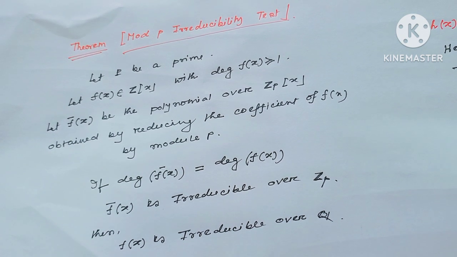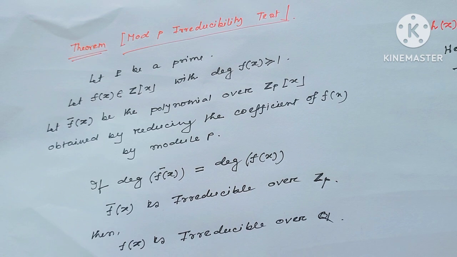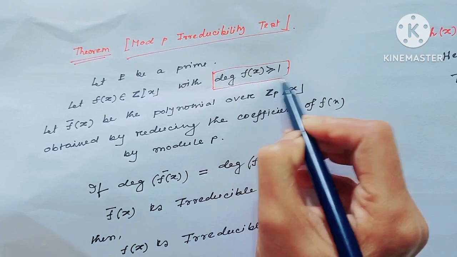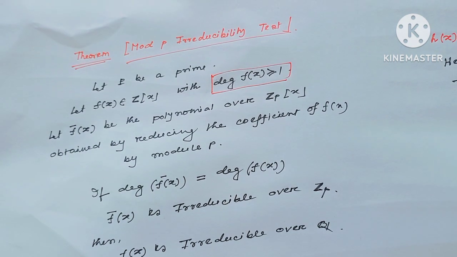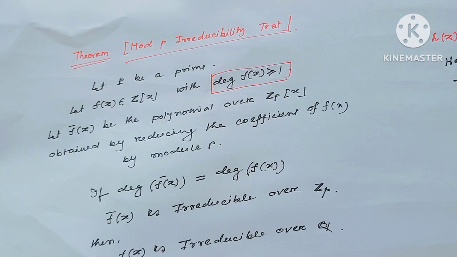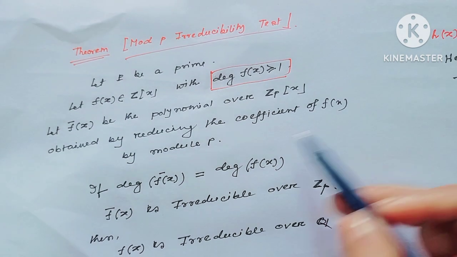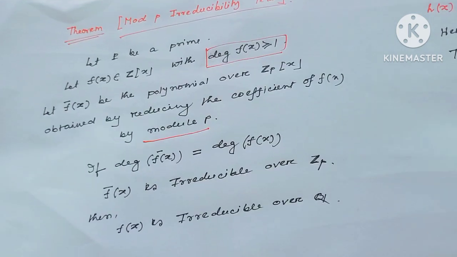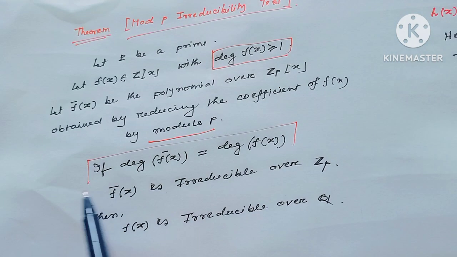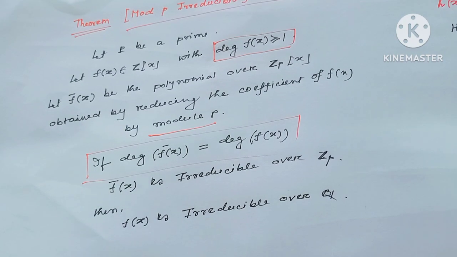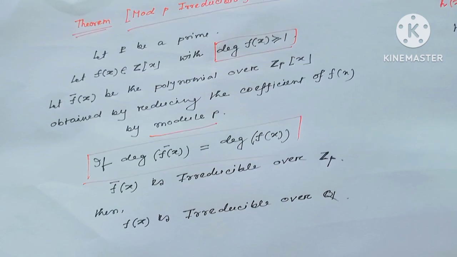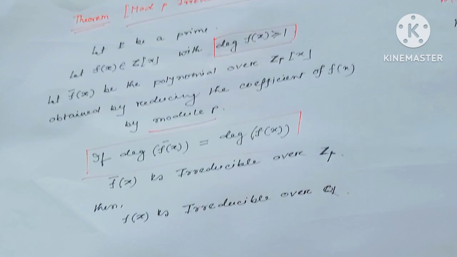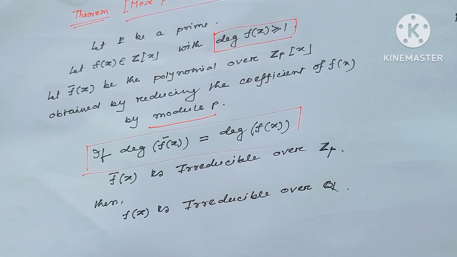Let p be a prime number and f(x) in Z[x] with degree of f(x) greater than or equal to 1, and let f bar(x) be the polynomial over Z_p[x] obtained by reducing all coefficients modulo p. If degree of f bar(x) equals degree of f(x), and f bar(x) is irreducible over Z_p, then f(x) is irreducible over Q.